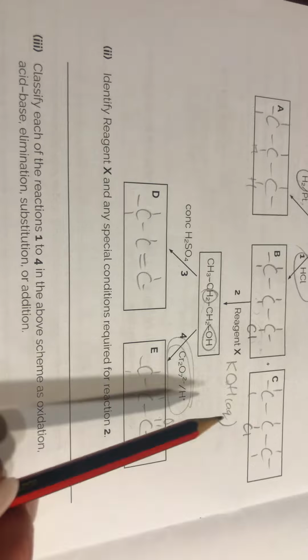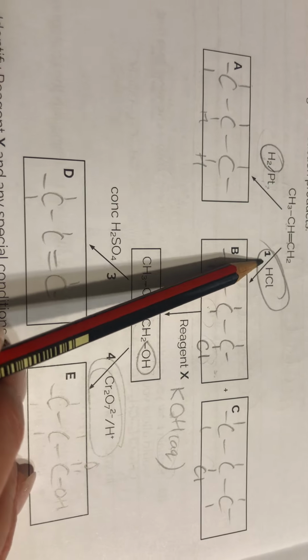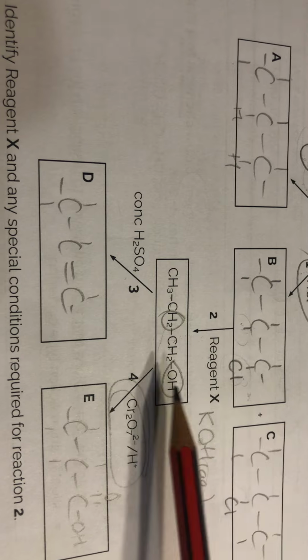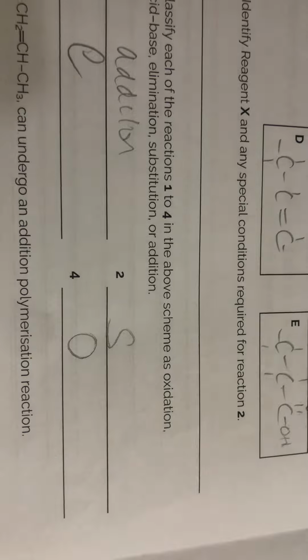Any special conditions? That's the AQ. Down here, the reaction type. So number 1, which is this one here, that's an addition. So we're adding through the double bond. Number 2, that's this one here. We are changing a Cl for an OH. So that's a substitution. Number 3, which is this one here, we are removing things in an elimination. And number 4, that's this one here. We are adding another oxygen in an oxidation.